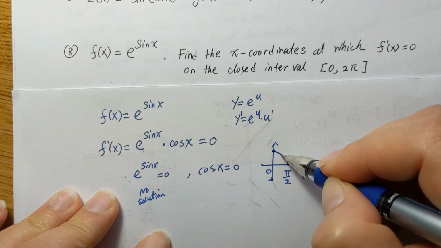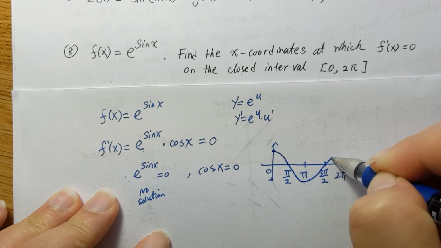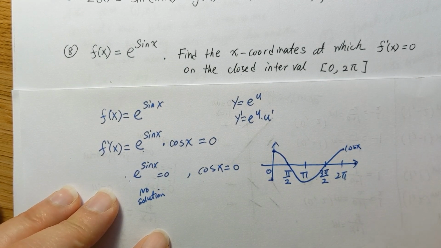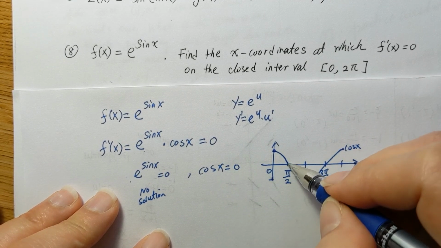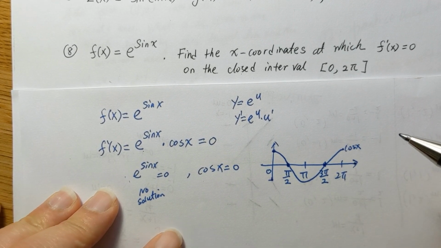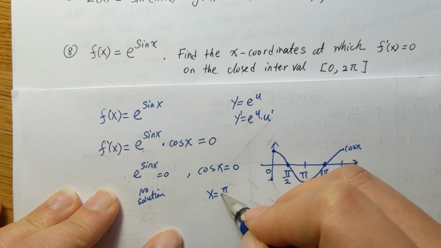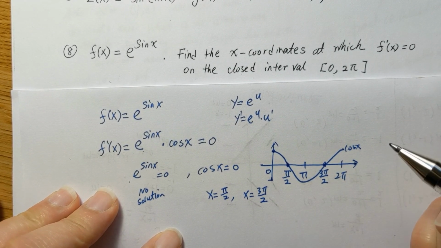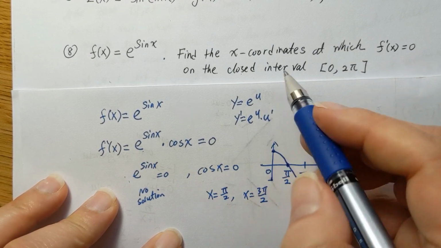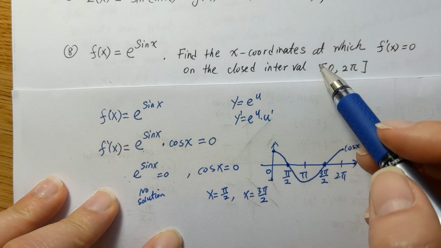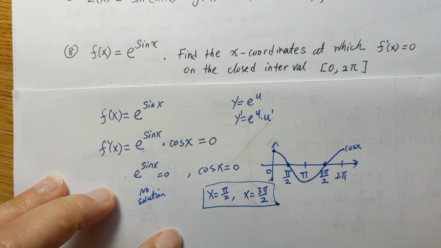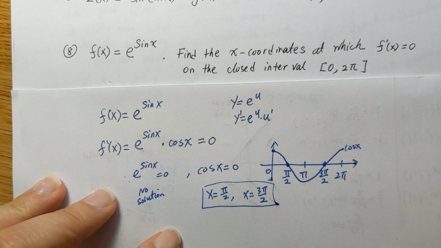Okay? So now this is cosine x. Cosine x equals 0 at these two numbers. X equal to pi over 2, x equal to 3 pi over 2. So we found the answer. Find the x coordinate at which f prime of x equals 0. So these are the two x values.